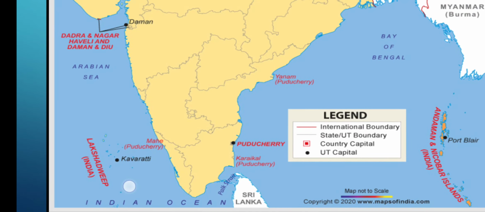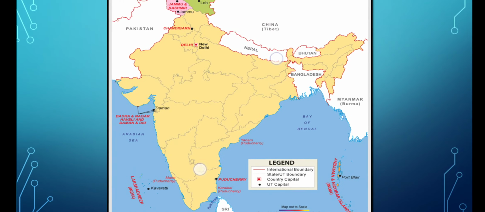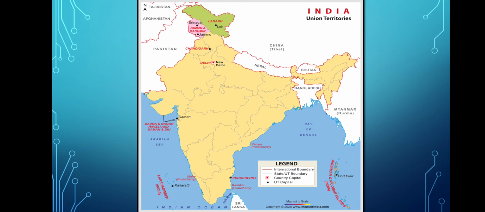Next, the island group Lakshadweep. It is a union territory. Its capital is Kavaratti. Then here Andaman and Nicobar. It is also a union territory. Its capital is Port Blair. Then Pondicherry. It is also a union territory. So you can see that India has 9 union territories at present. All these union territories you have to locate on the Indian map.